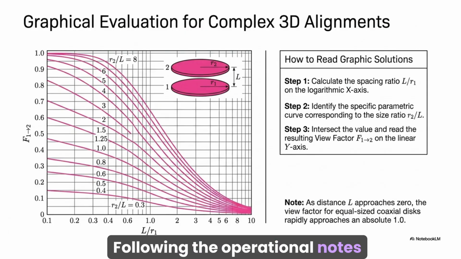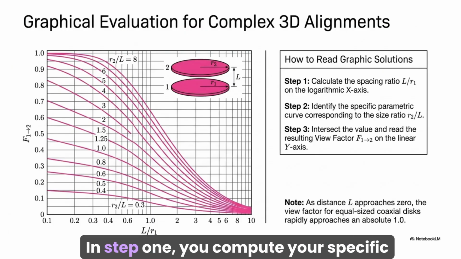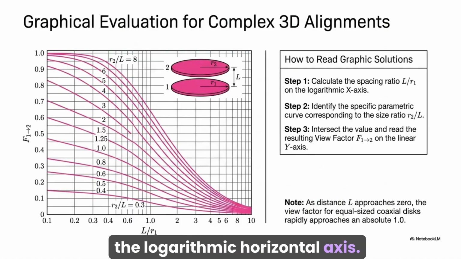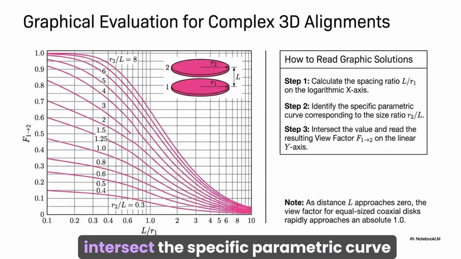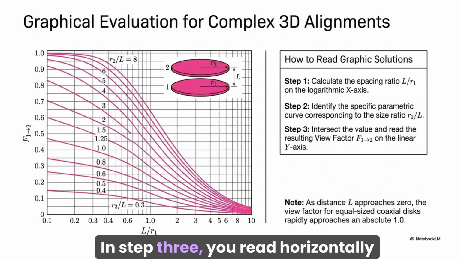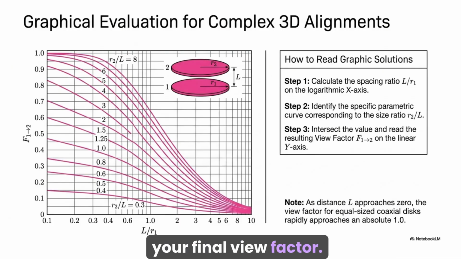Following the operational notes outlined on the right, we can easily master the reading process. In step 1, you compute your specific disk spacing ratio and locate it along the logarithmic horizontal axis. In step 2, you track that value straight up vertically until you intersect the specific parametric curve representing your disk ratio. In step 3, you read horizontally across to the linear vertical axis to find your final view factor.